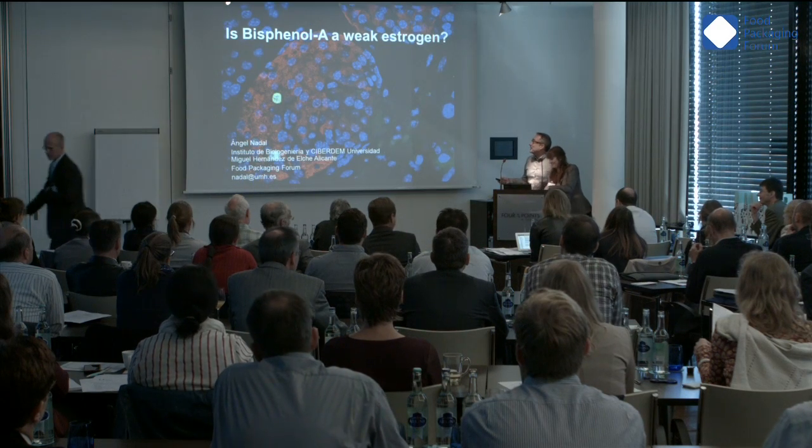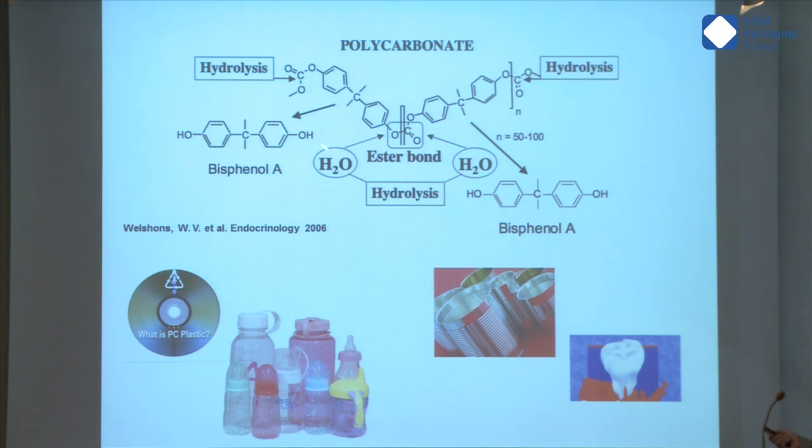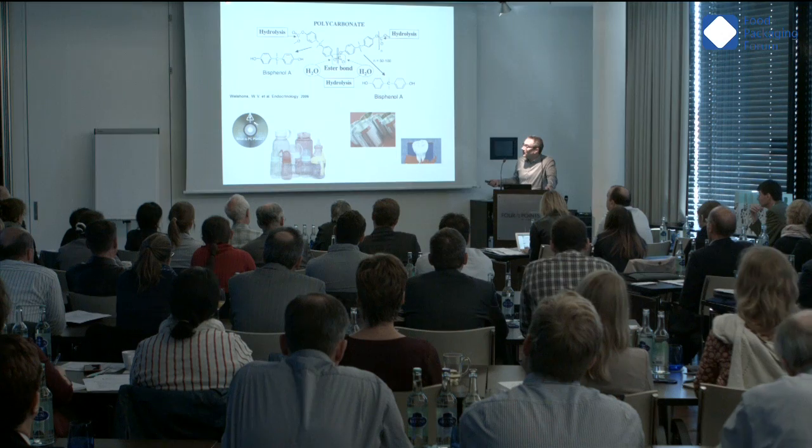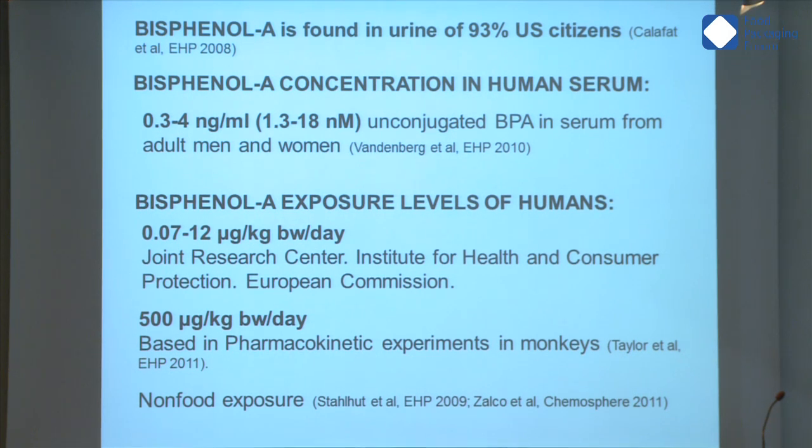Well, I think bisphenol A doesn't need any introduction to this audience, but just to remember, polycarbonate plastic is made from bisphenol A, and we know that these ester bonds are hydrolyzed in the presence of high temperature, basic or acidic media, and then the monomer is released. The monomer is in many daily products, and bisphenol A can be found in the urine of 93% of US citizens.